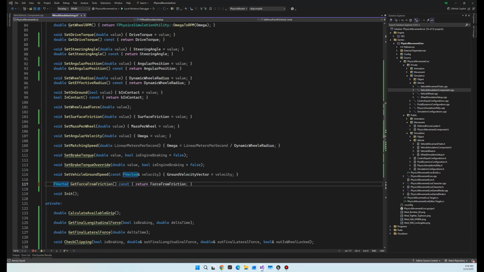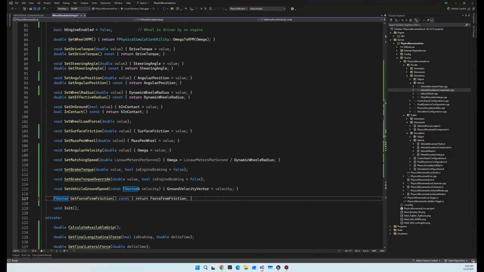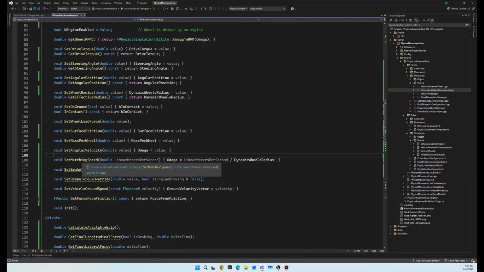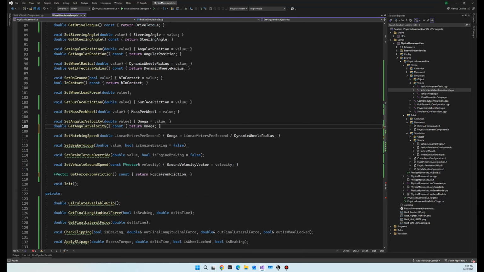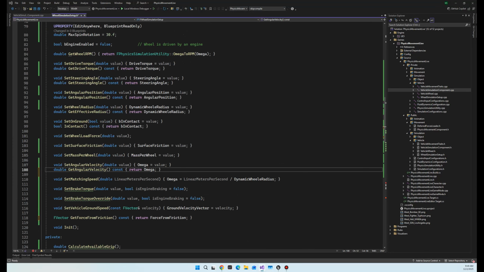Let's see, effective radius. I think we already have that covered. Position, angular position. Do we have any? I think we have a set angular position. Yep. But we don't have a set angular velocity. So let's put that one there, or get angular velocity. So we have a getter and a setter for our angular data. Get wheel RPM, I think we have that up there, so we don't need that. In contact, we already have.